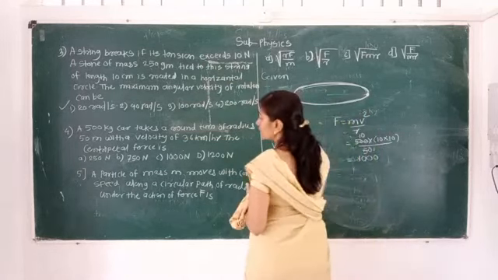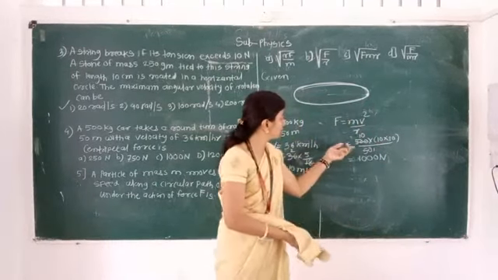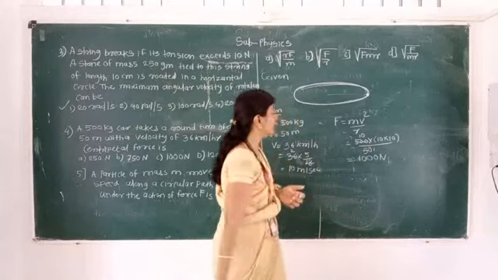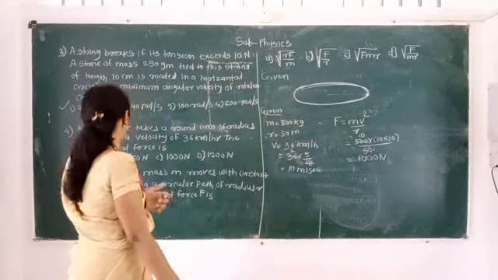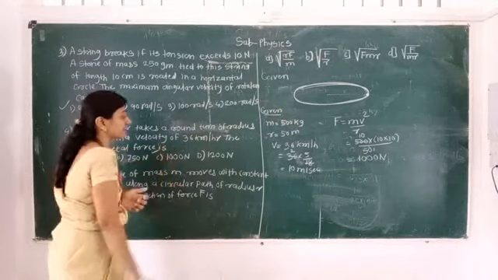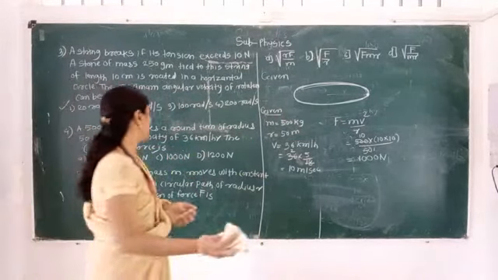Here we have to find out the centripetal force. Simple, 5 ones are 5, 5 tens are 50, so 500 into 10 divided by 5 gives 1000. So the necessary centripetal force is 1000 Newton. Very simple. Here we are getting the third option. Let me move toward the next one.